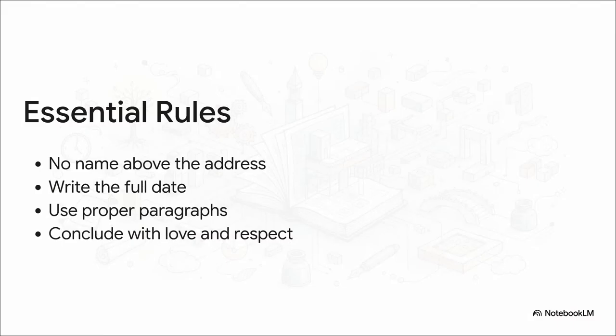The text also gives us some very specific, essential rules to ensure your letter is proper. First, never put your name above your address. Always write out the full date, like 30th August 2019, instead of using those informal numbers with slashes. Make sure you use clear paragraphs. And finally, always conclude with a friendly sentence conveying love and respect before signing off.